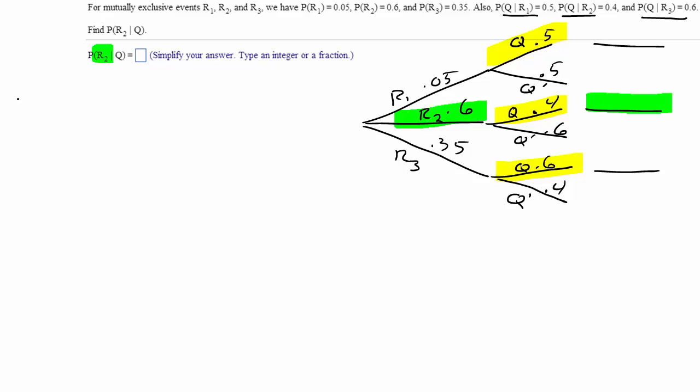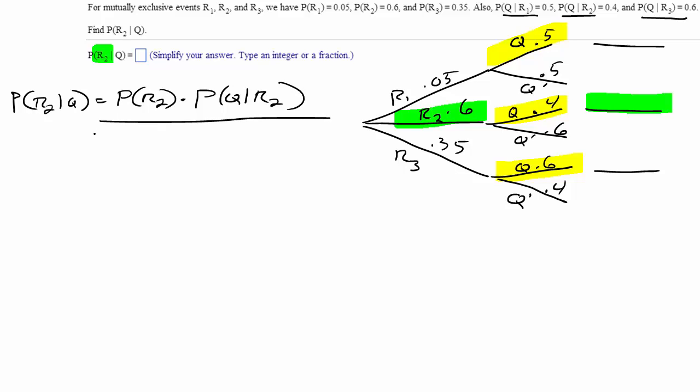And this correlates once again to the formula, right? So probability of R2 given Q is equal to the probability of R2 times the probability of Q, right, given R2. And then on the bottom, we have to sum up all the pieces. So we're going to have R1 times Q given R1, plus the R2 Q given R2, and then plus the R3, and then the Q given R3. I just didn't put in the P's, right? The probability of R1 times the probability of Q given R1, so on and so forth. That's the formula. That's Bayes' formula.